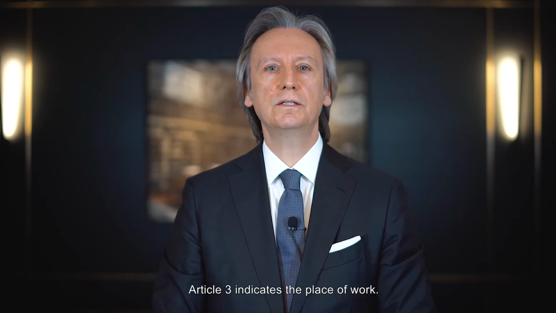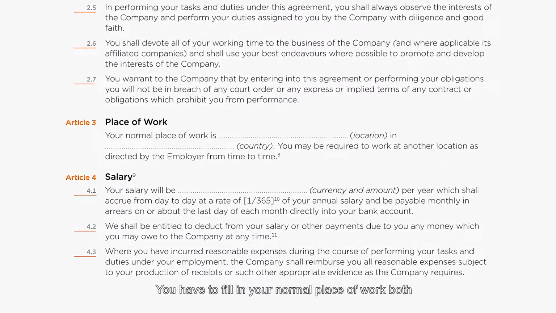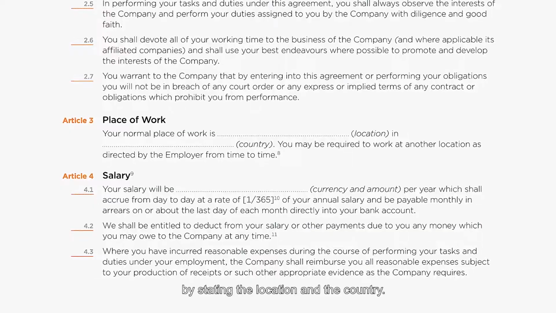Article 3 indicates the place of work. You have to fill in your normal place of work both by stating the location and the country. For example, London offices in England.